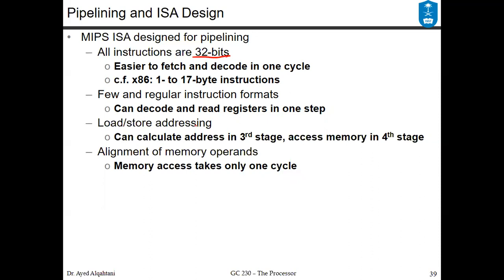Load and store addressing: we can calculate the address in the 3rd stage, the execute stage. And then we access the memory after we prepare the address, in the stage right after that, which is the 4th stage. The alignment of memory operands makes the memory access take only 1 cycle, because you don't have to worry about readjusting and making things aligned. They are already aligned by definition.